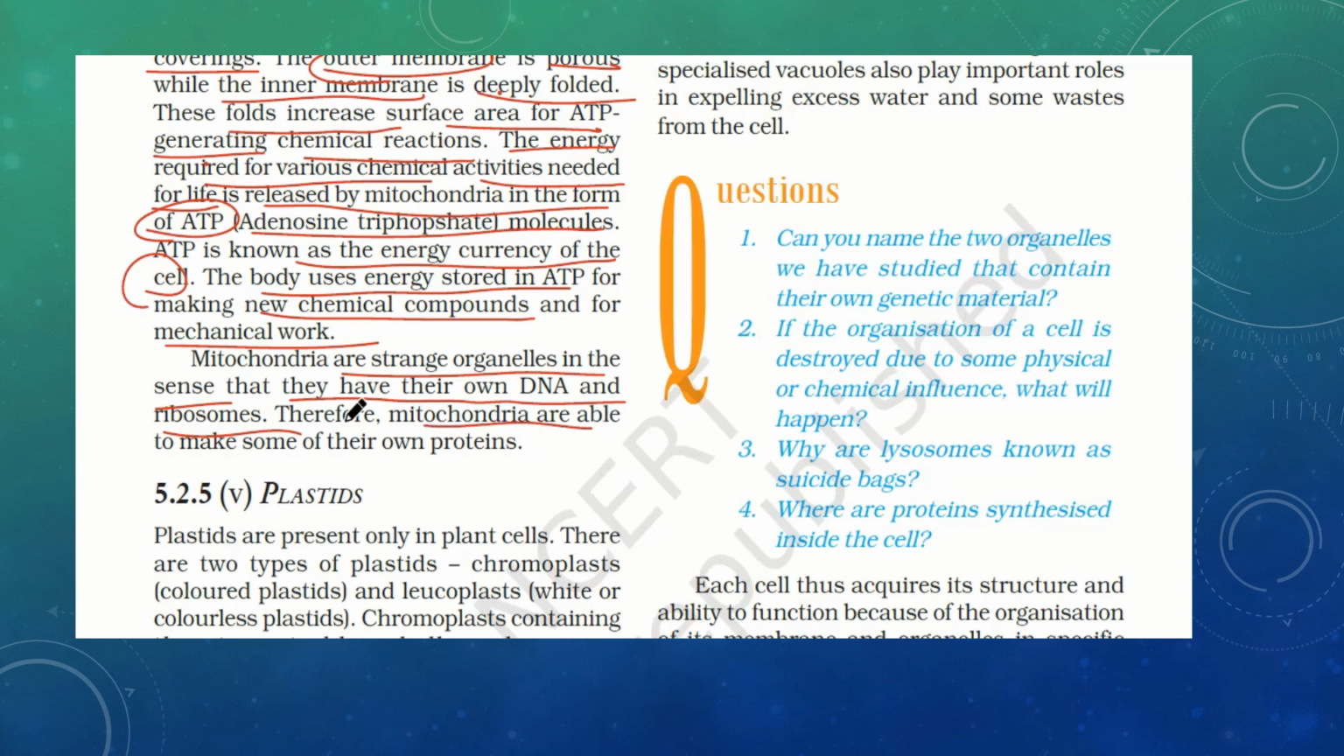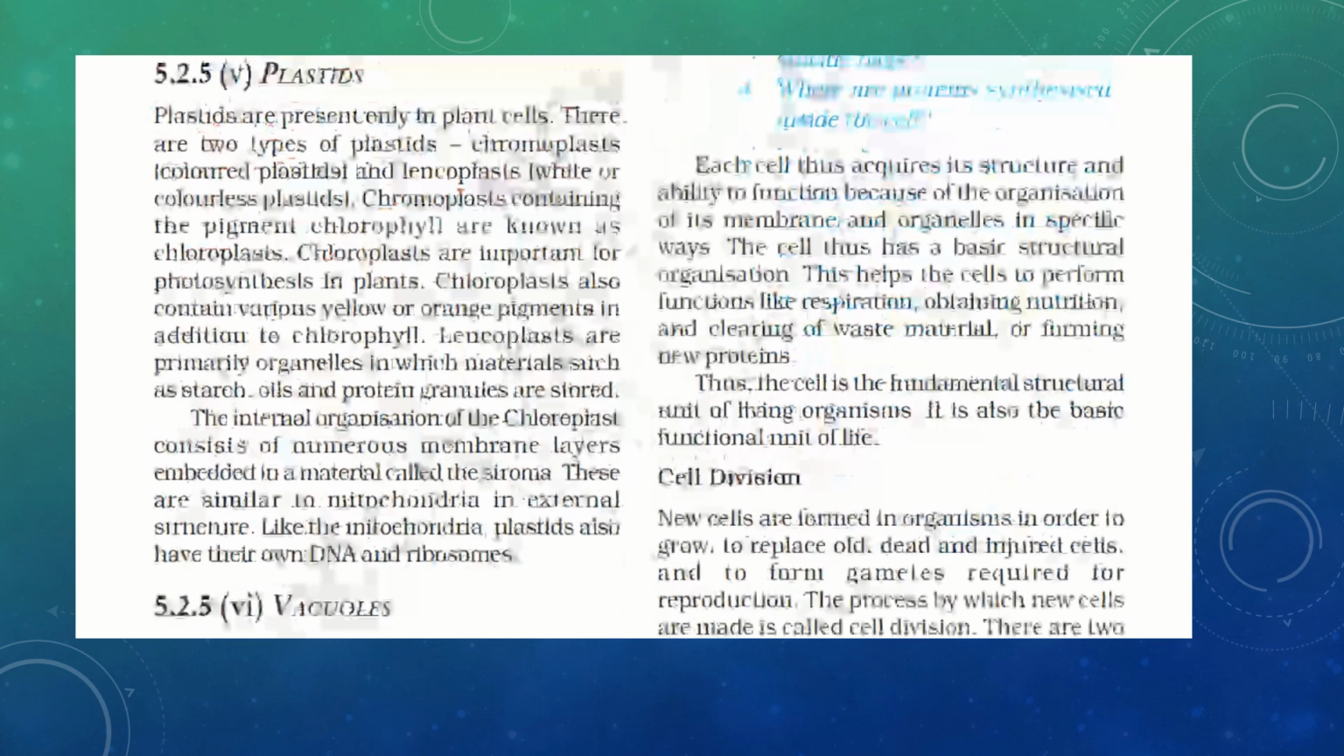Therefore, mitochondria are able to make their own protein. That is, protein synthesis happens inside the mitochondria only. Now, next we will move on to plastids.